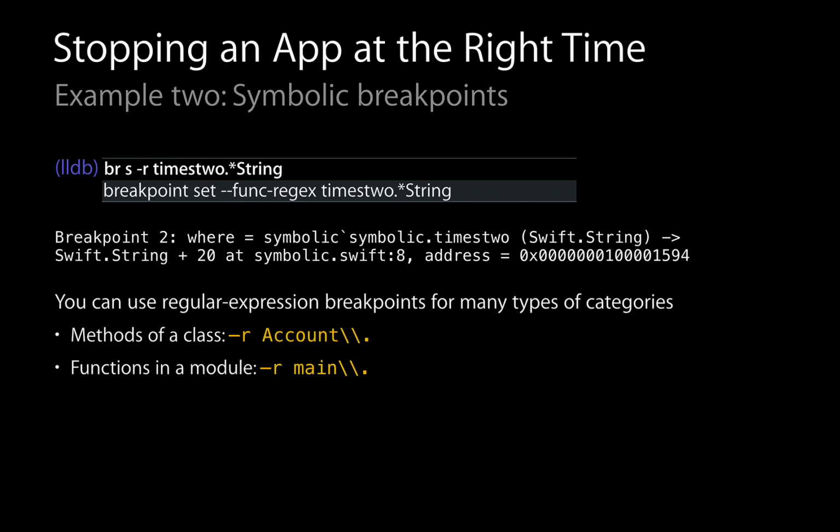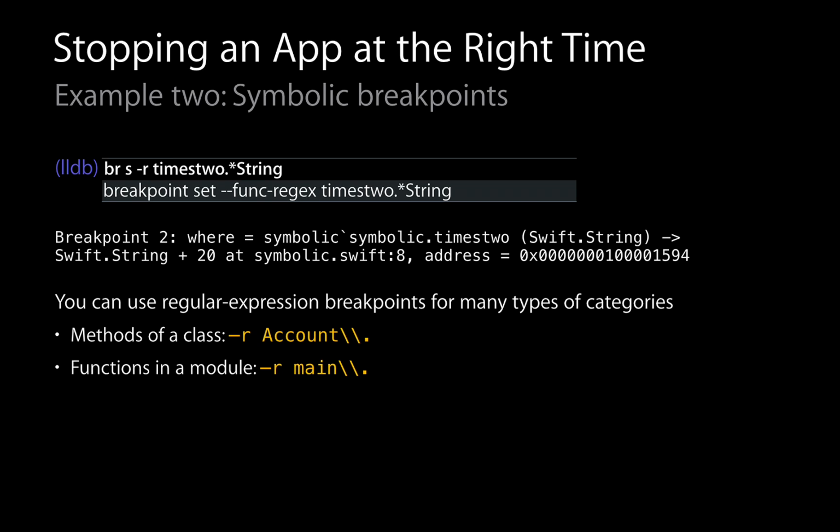Well, we can use regular expression breakpoints for other categories of functions. So, for example, if you want to stop on all methods of a certain class, you say, well, break set on the regular expression Account\.. Why all these backslashes? Well, the reason for that is that we want dot to actually be a dot here. We don't want it to mean any character. In regular expressions, it would normally mean any character.